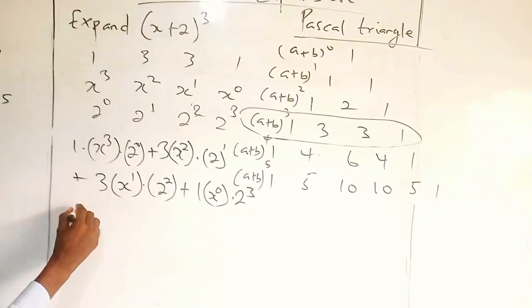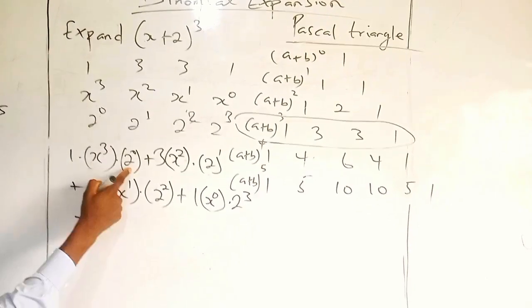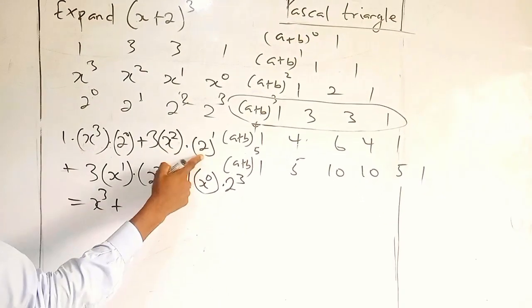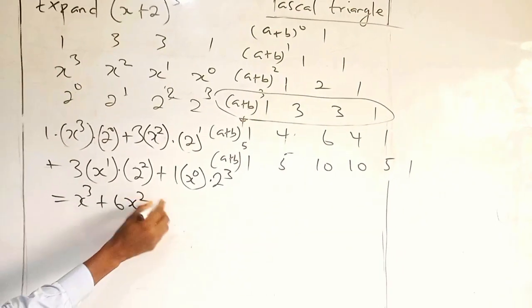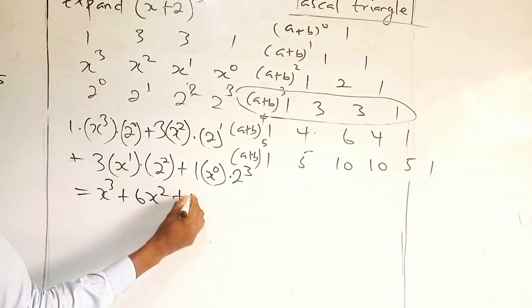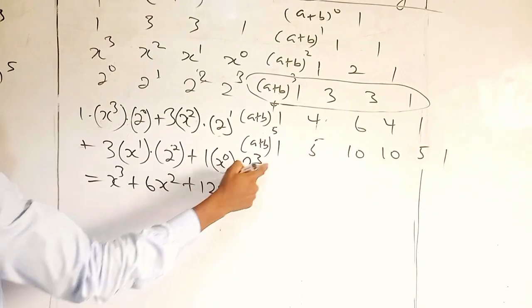So when we now solve this, we have x to the power 3 times 1, which is still x to the power 3, plus 3 times 2 is 6, so 6x squared, plus 2 to the power 2 is 4, 4 times 3 is 12, so 12x, plus 2 to the power 3 is 8.